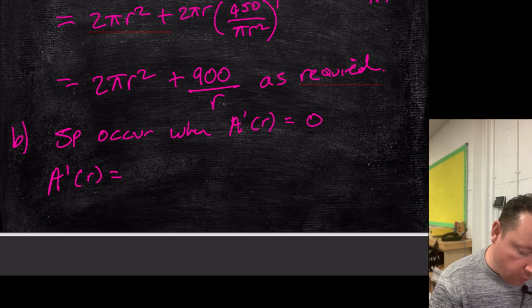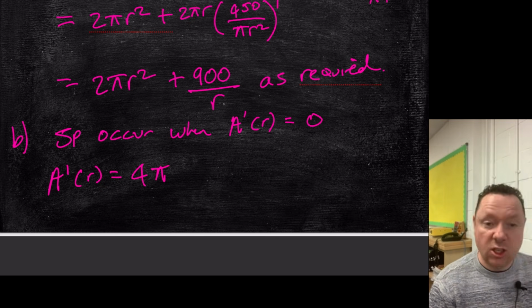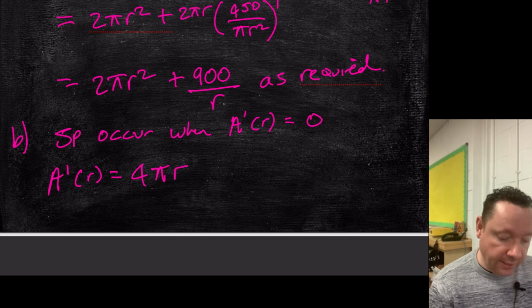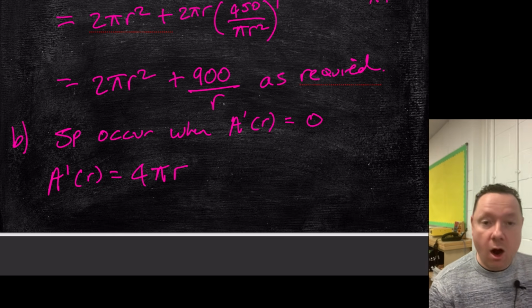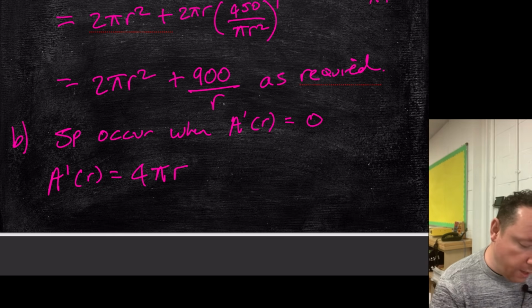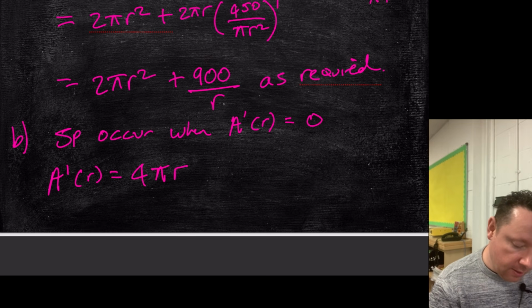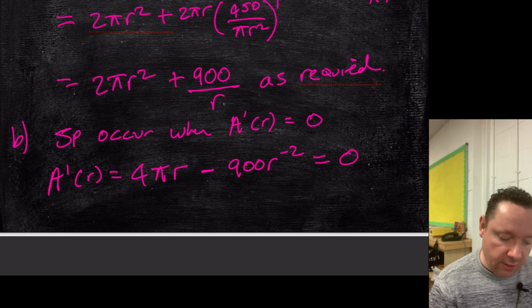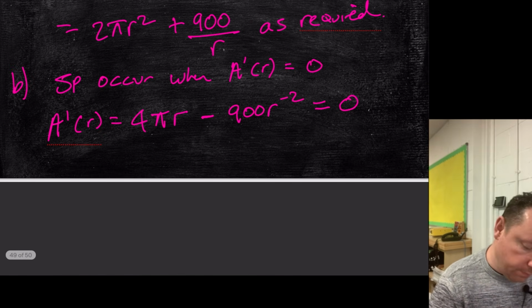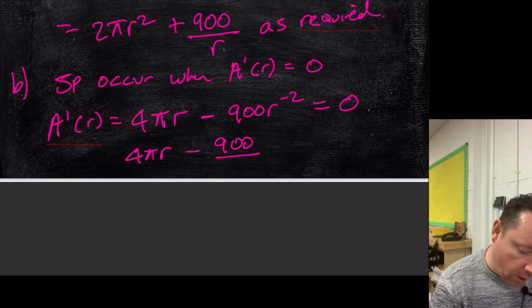So that's 2 twos are 4. Pi is just a number, r is the variable. Take 1 away from the power, so that's just 1. Now 900 over r is 900 r to the minus 1. So that is minus 900 r, and then take away 1, minus 2. And we're going to make that equal to 0. We've got a little equation to solve. 4 pi r minus 900 over r squared equals 0.